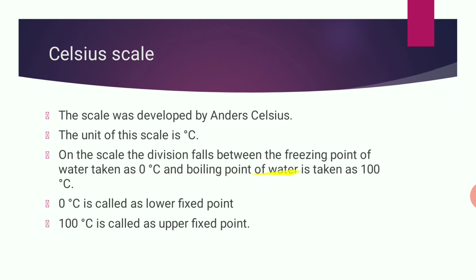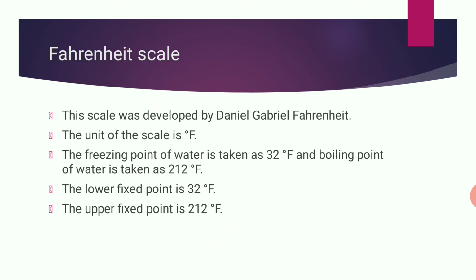On this scale, the freezing point of water is taken as 0 degrees and the boiling point of water is taken as 100 degrees centigrade. 0 degrees centigrade is called the lower fixed point and 100 degrees centigrade is called the upper fixed point. So the freezing point of water is 0 degrees and the boiling point is 100 degrees. The lower fixed point is the freezing point of water, 0 degrees, and the upper fixed point is 100 degrees centigrade.